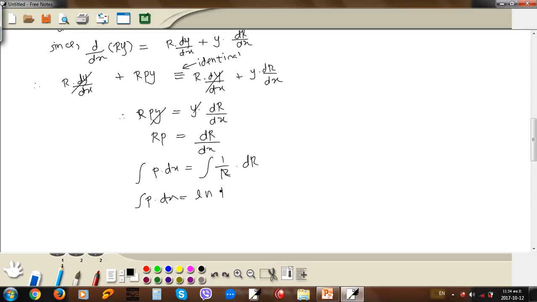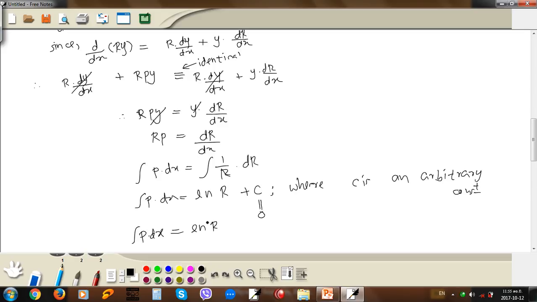ln r plus c, where c is an arbitrary constant, right? Here we set c equals 0. C is an arbitrary constant, so it can be 0 also. Then integration of p dx equals ln r.